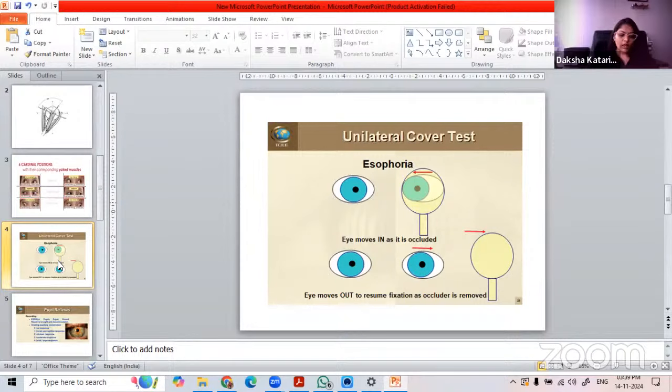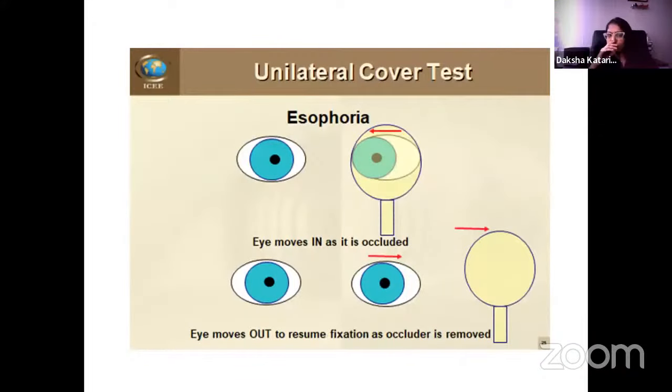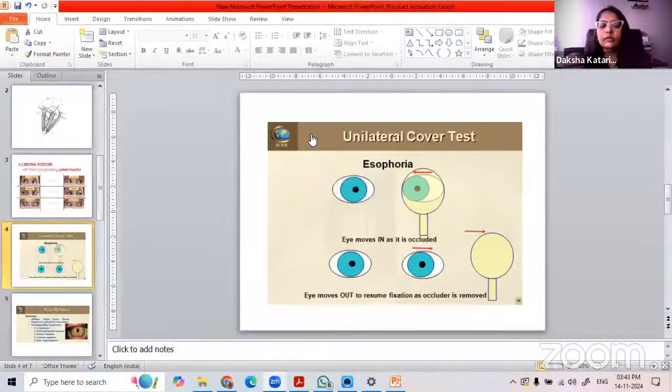Okay, fine. So let's move to cover test. In cover test, she has covered it quite well. So what I was saying is this. There are two things what we actually do.